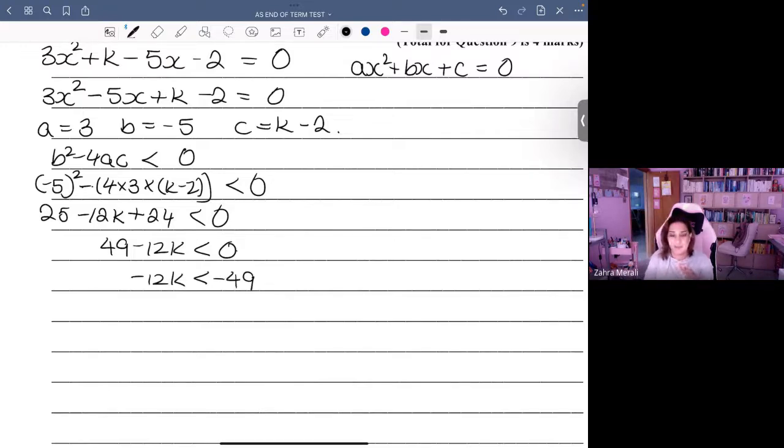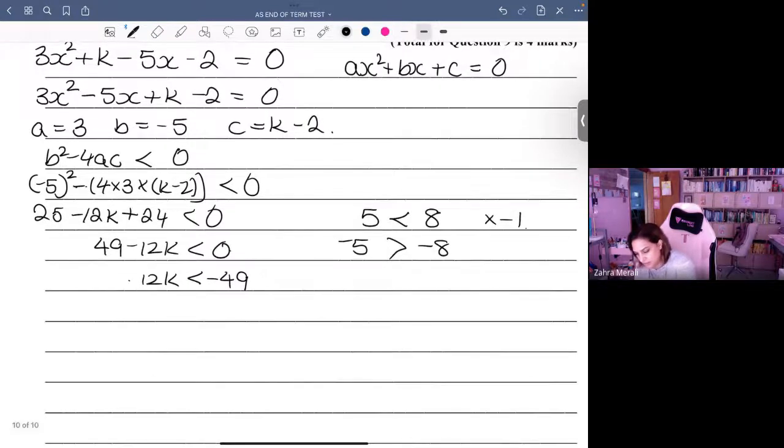I can't just get rid of the minuses because remember, say you have 5 is, I don't know, smaller than 8. If I multiply or divide both by minus 1, that's going to become minus 5 and minus 8. Now, minus 5 is bigger. These are just random numbers, nothing to do with the question, but just showing you why. So if I divide by minus 12, I have to flip the sign. So k is greater than 49 over 12.